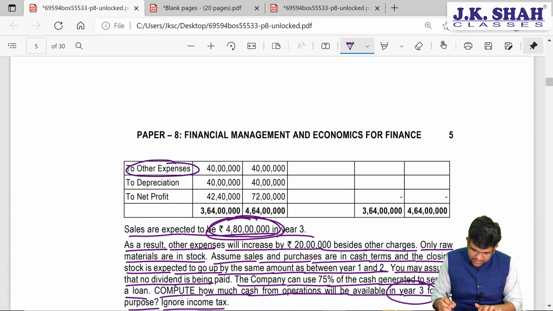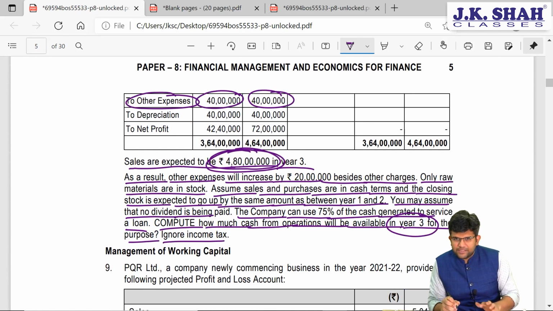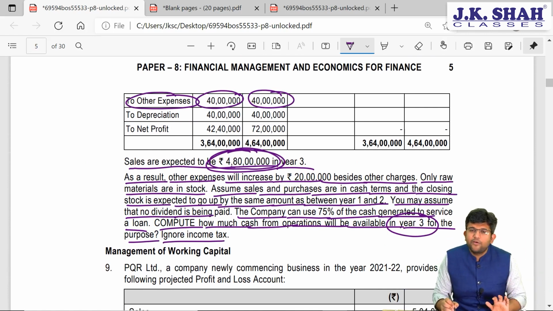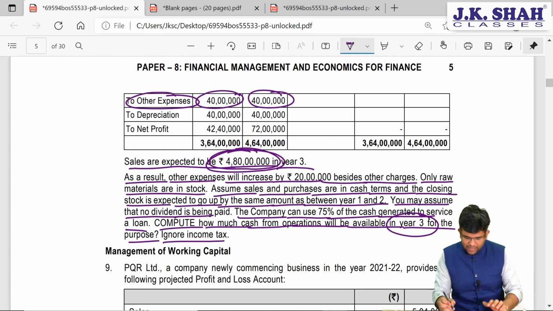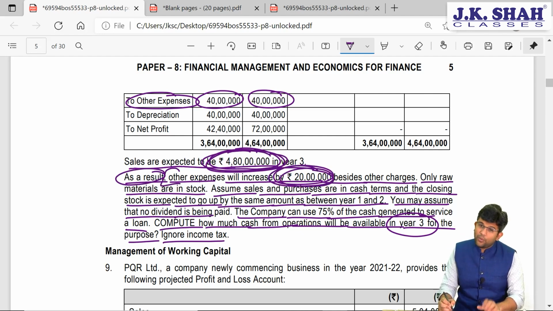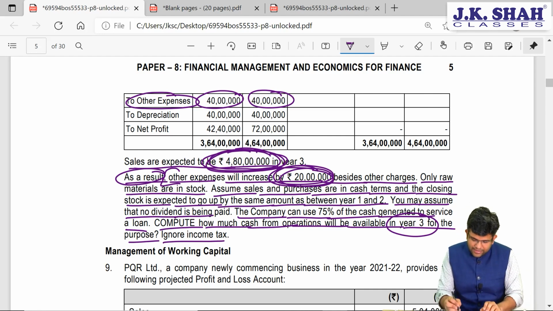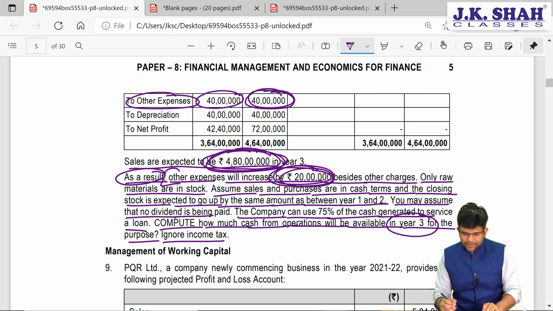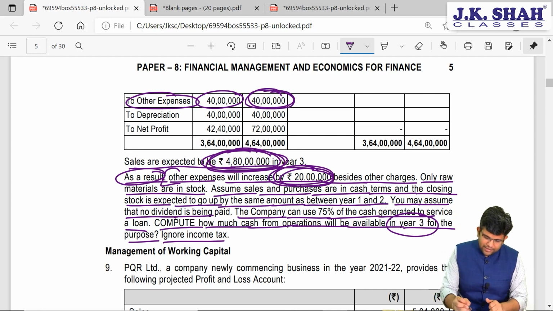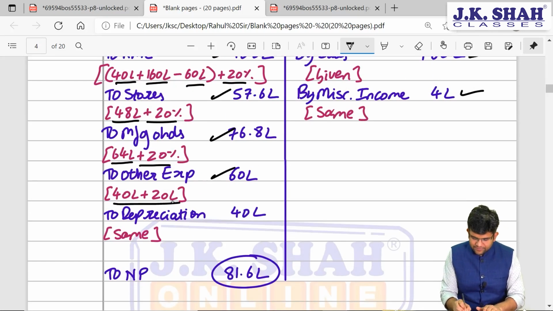Next children, do you understand other expenses? Now other expenses, they appear to be fixed, right? 40 lakh, 40 lakh. If nothing would have been given to us in the question, I would have continued 40 lakh, but they are very clearly saying that as a result of sales increasing, other expenses will increase by 20 lakhs. They are saying other expenses won't remain fixed, they will increase by 20 lakh. So if in year 2 the other expenses were 40 lakhs, do you realize that in year 3 they will be 40 lakhs plus 20 lakhs, that is 60 lakhs. Everybody clear? 40 lakh plus 20 lakh, that is 60 lakhs.